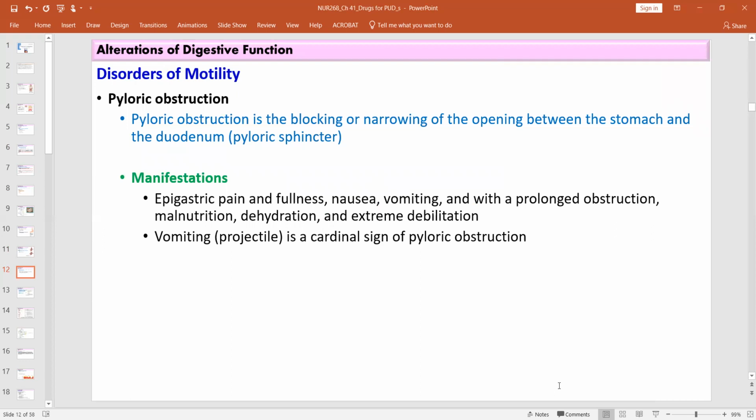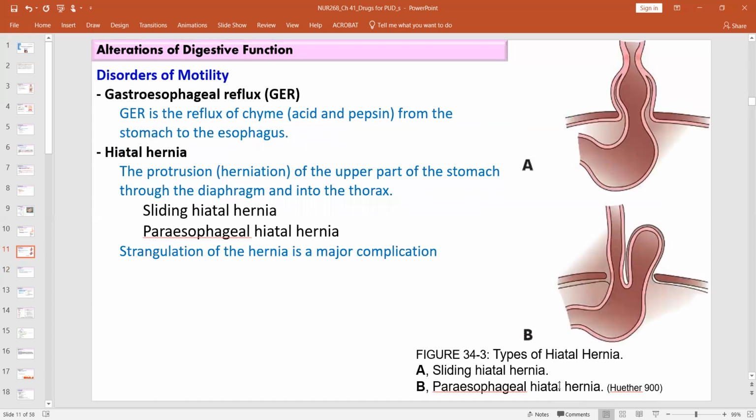Now, the disorders of motility. Going back to the herniation, which is the hiatal hernia, the sliding type is the most common type, in which the stomach slides or moves into the thoracic cavity through the esophageal hiatus. That's most of the time a congenital disorder.